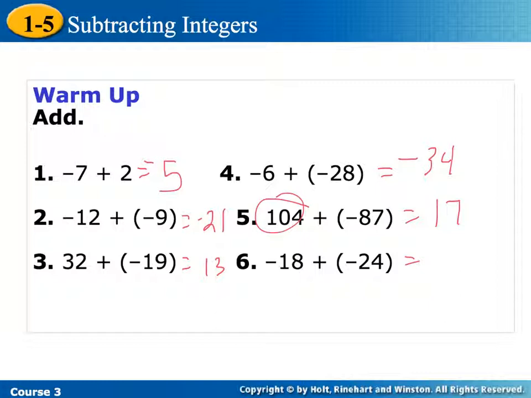-18 plus a -24, we're going to get a 42 because we added the digits. The answer was also negative because both of those start out negative. Okay, again, just get used to practicing these rules together.